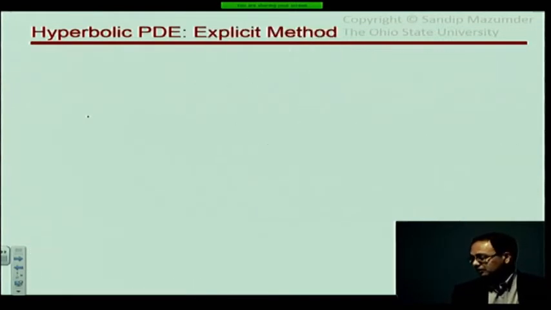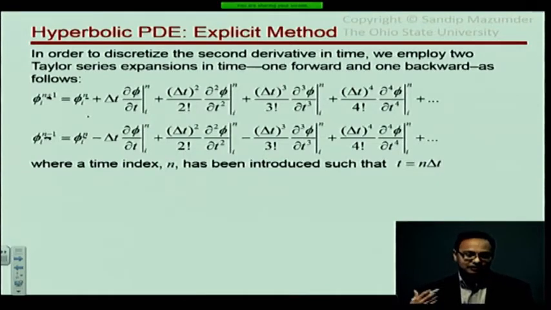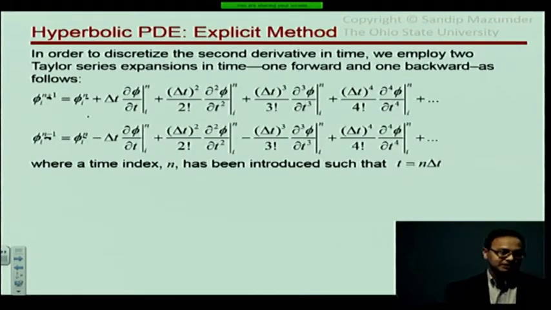So we do two Taylor series expansions, one forward, one backward in time. I'm doing n plus 1 about n, and then n minus 1 about n. This is the same idea as central difference in space, central difference in time, essentially.